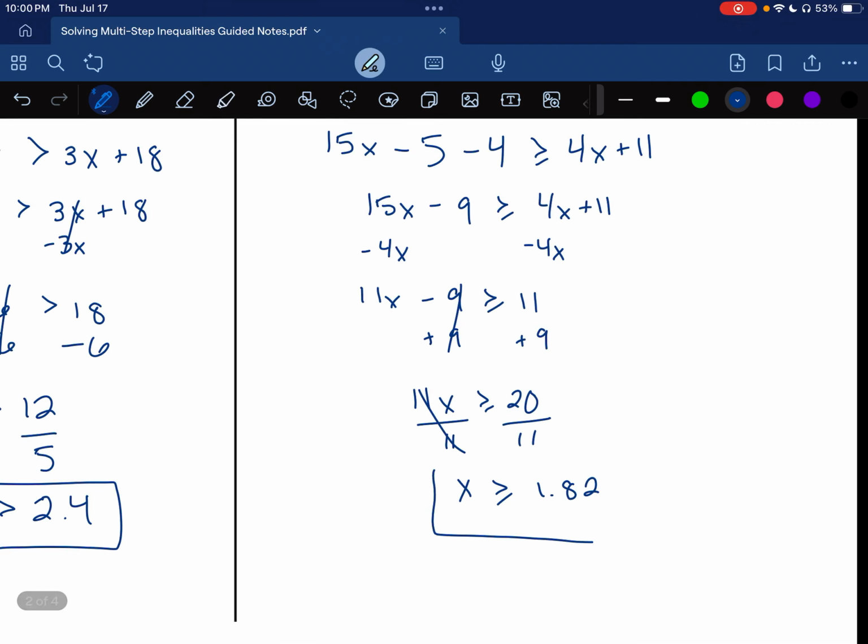All right, guys, we did it. We solved some multi-step inequalities. Make sure you stop back and learn all about those compound inequalities next, and then we'll be all done. Bye.